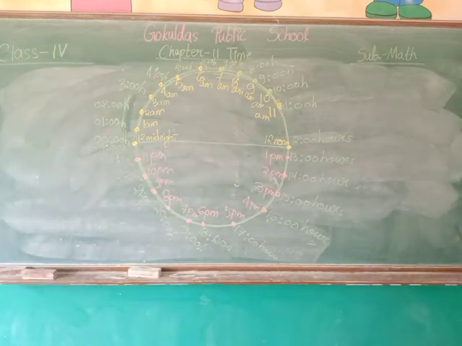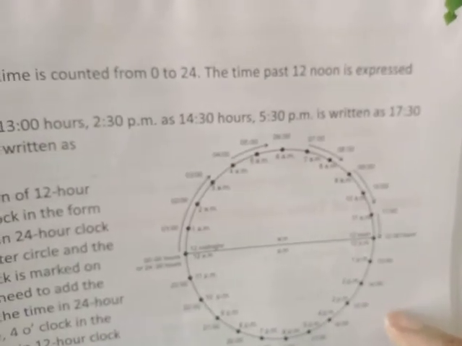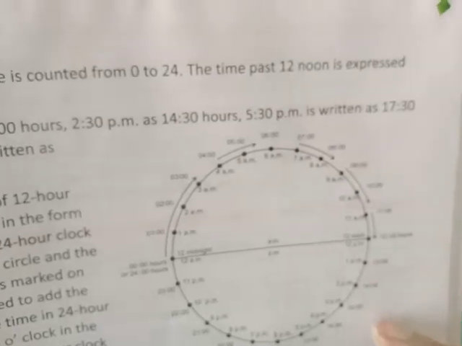These are the time zones. If you want to make this, it is given on page number 155. On page number 155 this picture is given. So draw it from the book. Okay. If you have any confusion from the board, you can draw it from the book. It is given on page number 155.